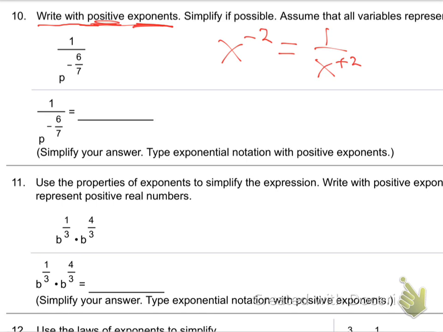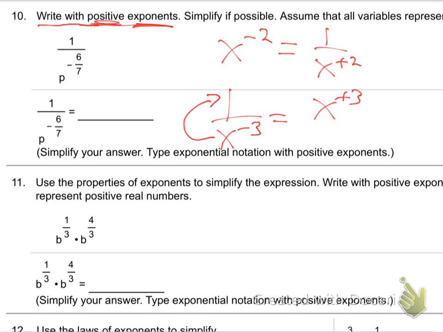Okay, so what if it started on the bottom? Like what if I had 1 over x to the minus 3? What if it started on the bottom and it was negative? What's it going to do? Jump to the top, huh? And then become positive, or just regular, x to the third. Everybody see that? That's what rule number 3 is saying. Negative powers, they're unhappy where they're at. They want to jump to the other side.